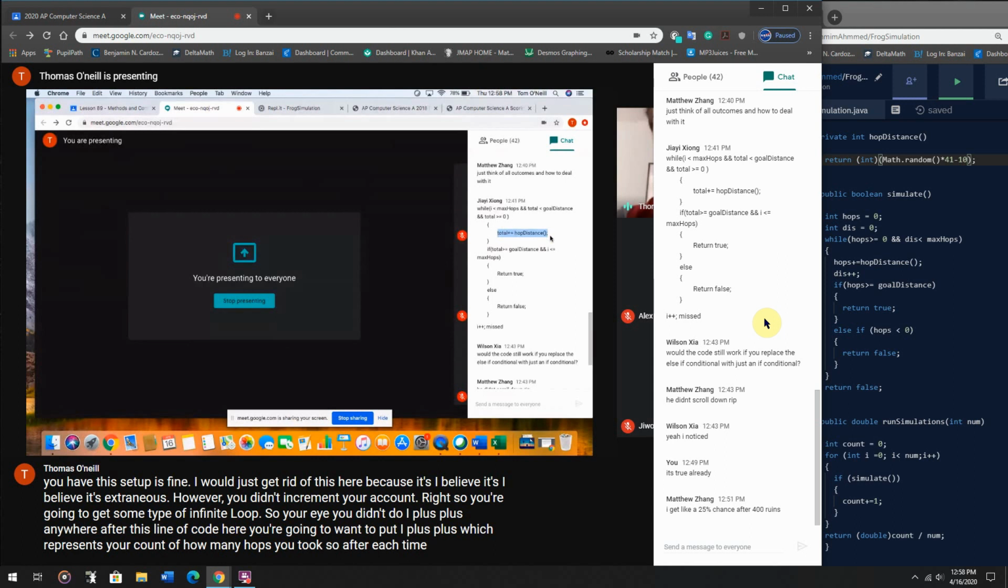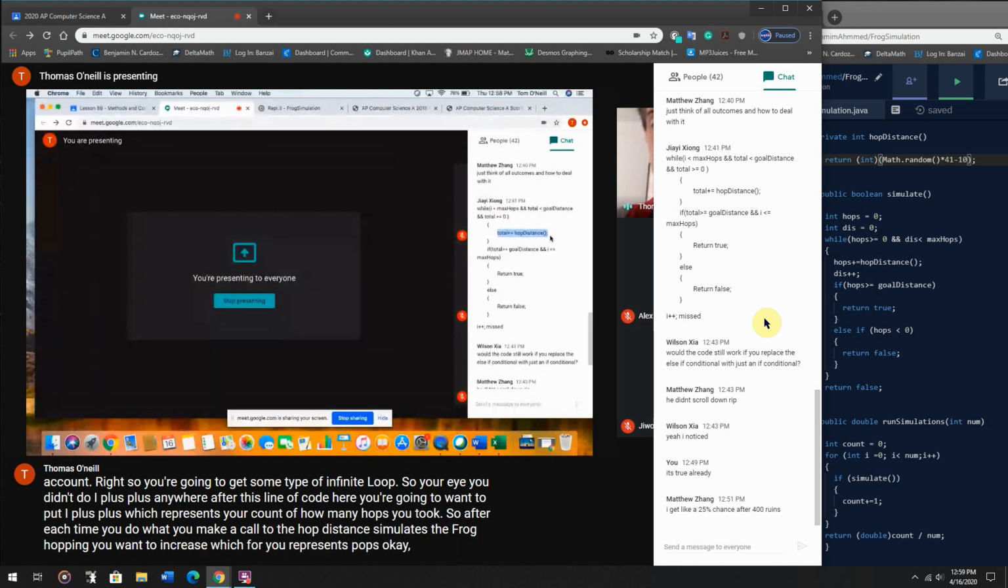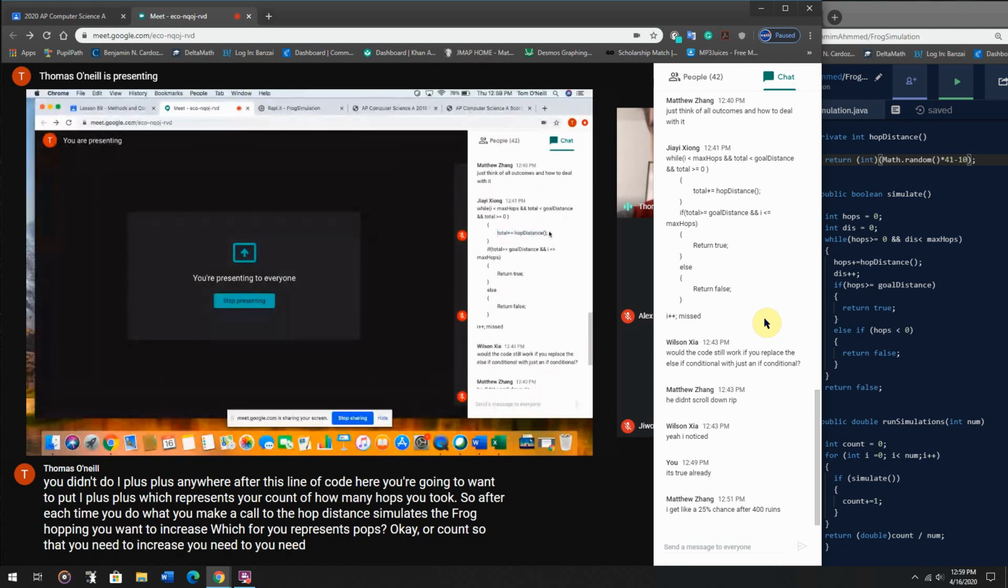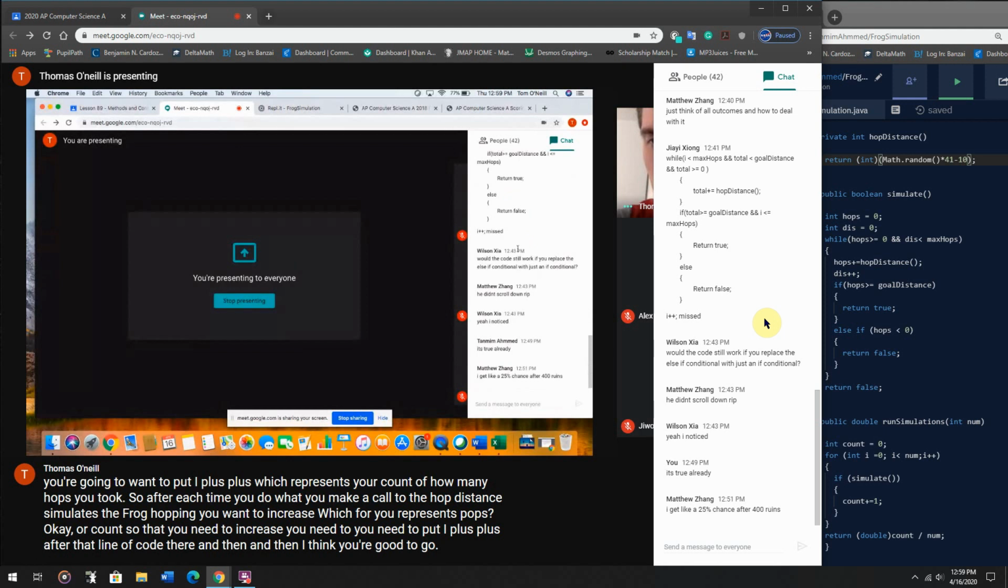So after each time you make a call to the hop distance, which simulates the frog hopping, you want to increase i, which for you represents hops, okay, or count. So you need to put i plus plus after that line of code there, and then I think you're good to go.